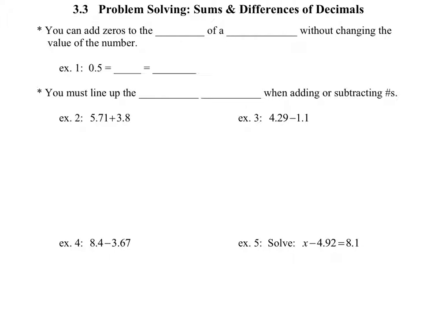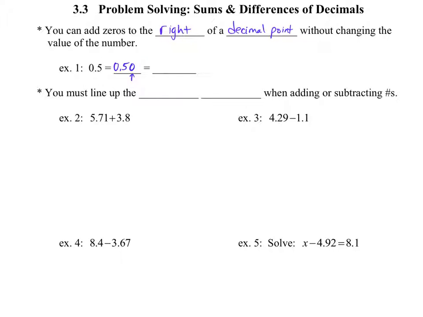You can add zeros to the right of a decimal point without changing the value of the number. Now, you have to be a little careful where you put them. But what I'm trying to say is, for my first example here, 0.5, that's the same as 0.50. I can add a 0 here, and it's still 1/2.